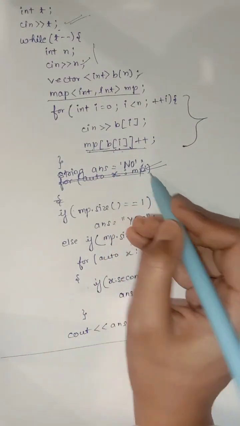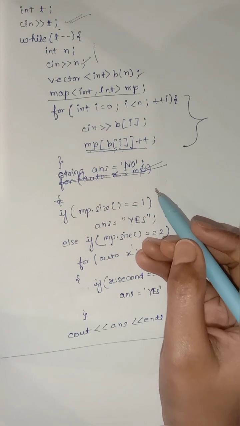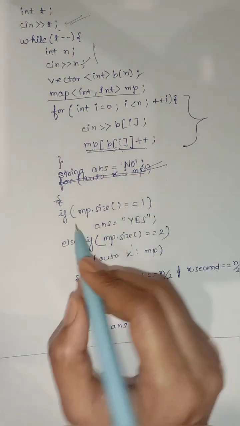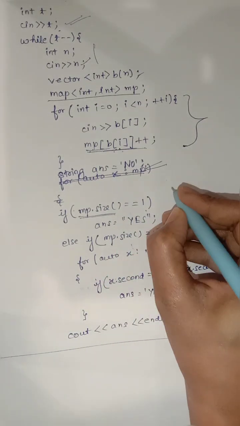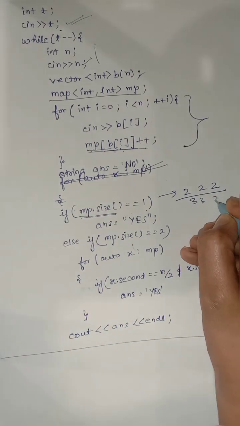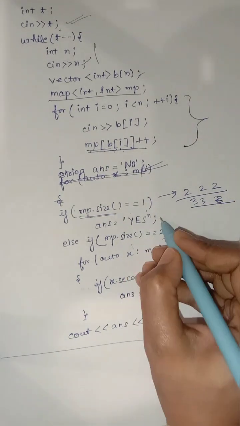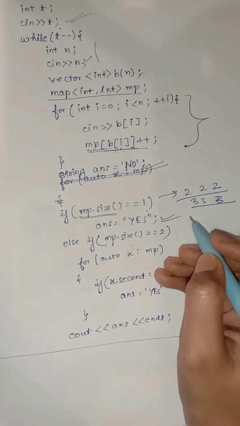Right now it is no, but we need to check in what conditions the array can be made good. So let's say map size is equal to 1. What it means is that we have only one distinct element in our array. Either it is 2 or it is 3, but it is only a single element. So then our answer is yes. This array is already good. We don't need to do anything at all.